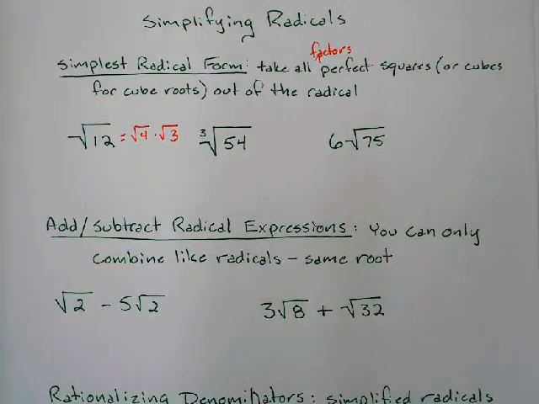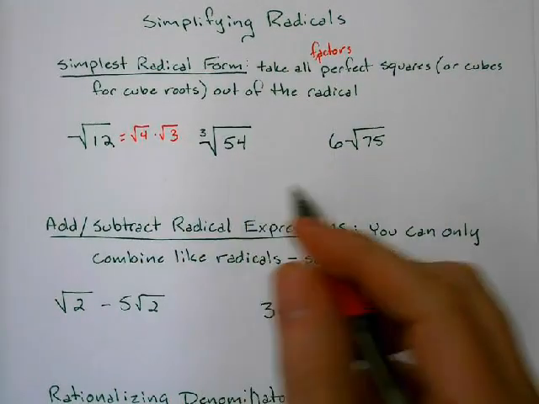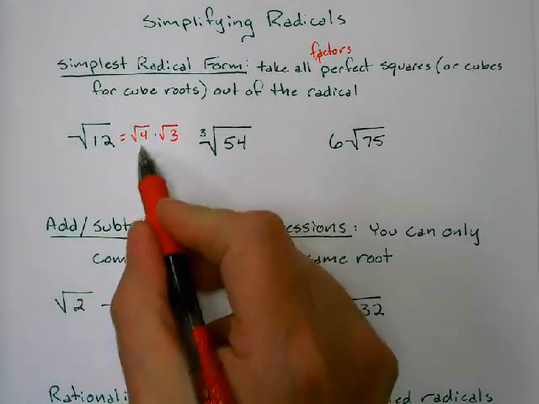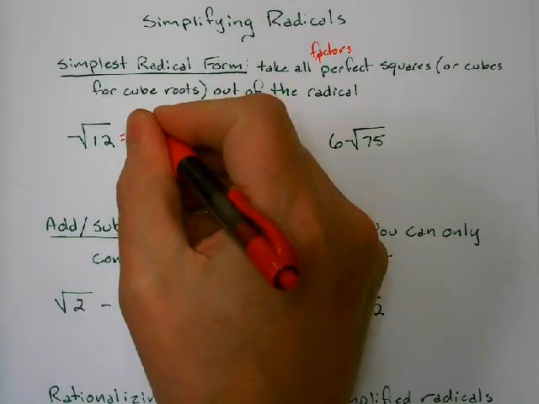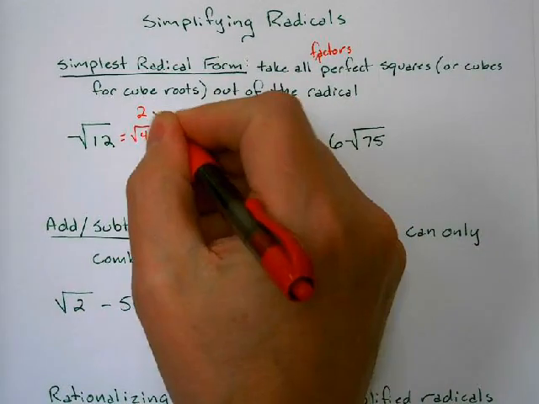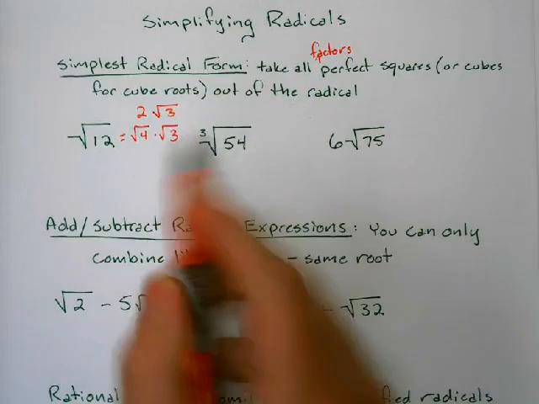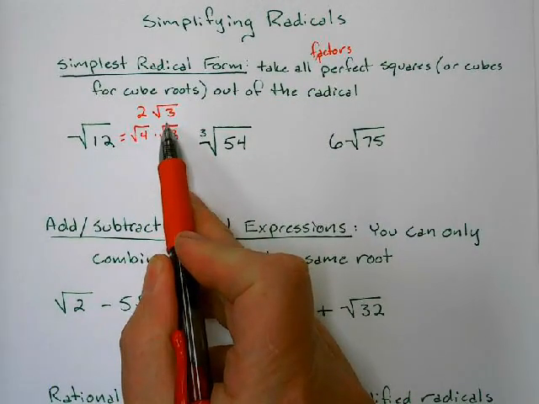We got a perfect square inside of 12. So this is 2 times root 3. And now it's in simplified form.